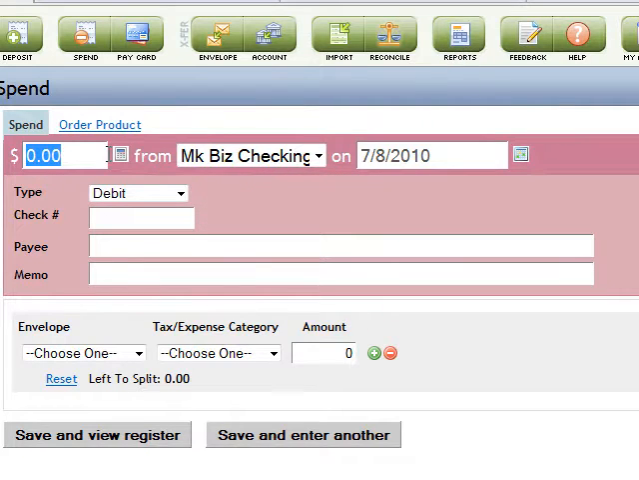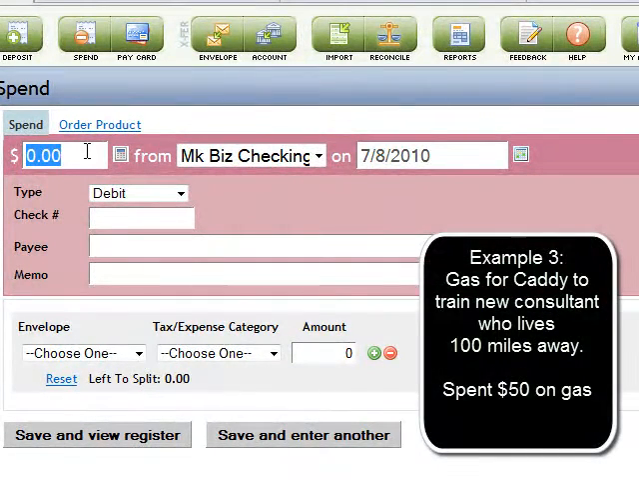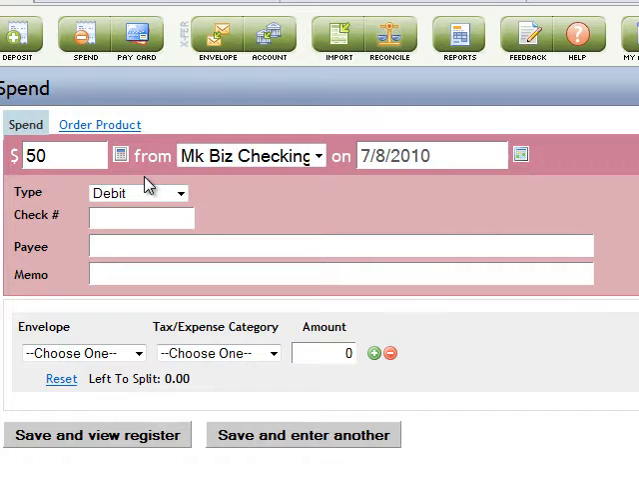Now let's enter one last example. Let's just say that we're going out of town to visit an out-of-town unit member to do some training with her and equip her. So I'm going to spend $50 using a debit card at Conoco to buy gas for my car. Now that is of course going to be a direct business expense and deductible, so I want to pay for that out of my business account.